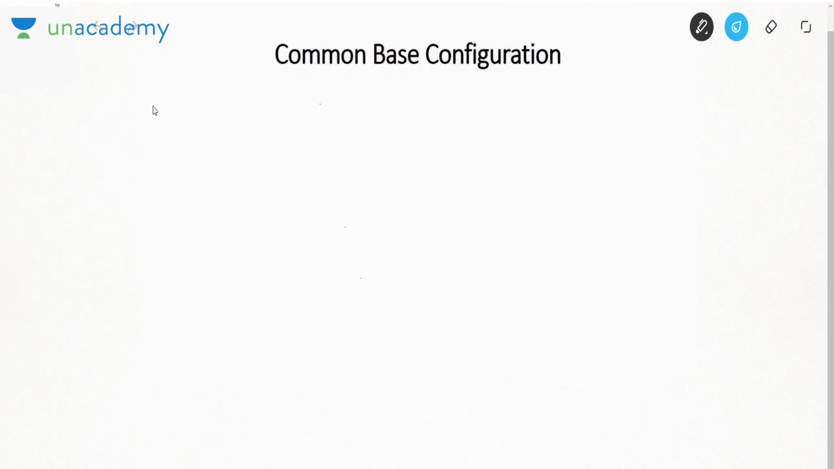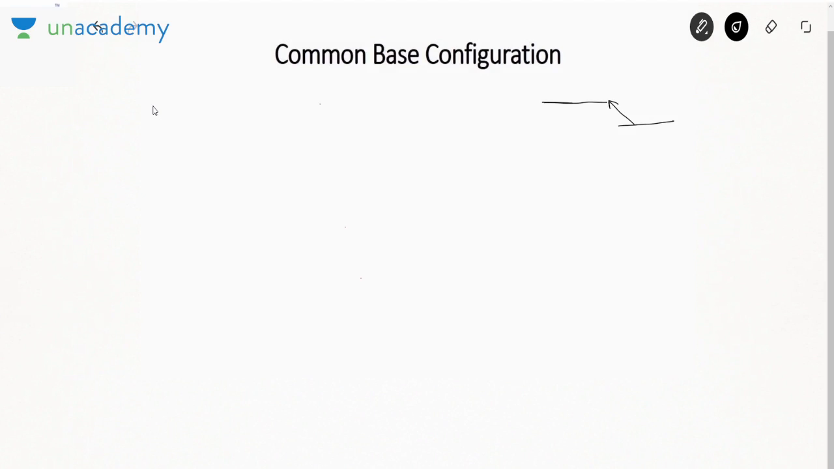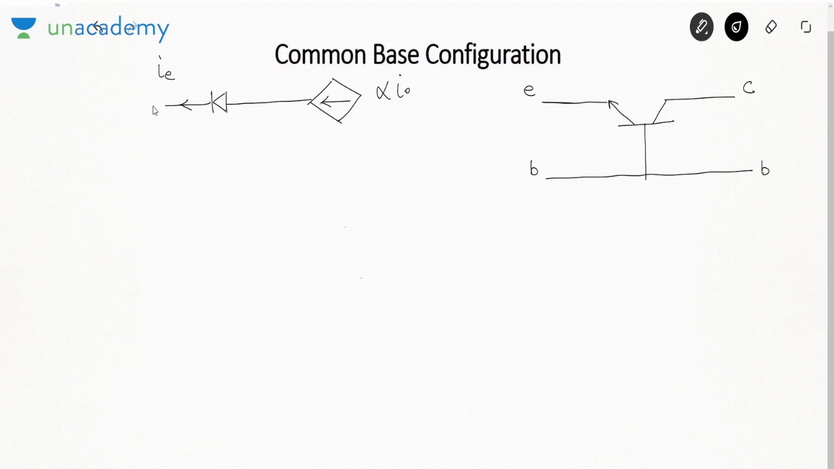Let us see another configuration in the T model, which is the common base configuration. Let me first draw the common base transistor. In common base, the base terminal is common. Input is applied between emitter and base, and output is taken between collector and base. As we have seen, the emitter base junction is replaced by a diode. This diode current is IE. Then in the collector terminal we show a current which is alpha IE, which means the current in this branch IB is IE (1 minus alpha). This is emitter, base, collector. The emitter base junction is replaced by a diode, and at the collector base junction we have shown a current source.